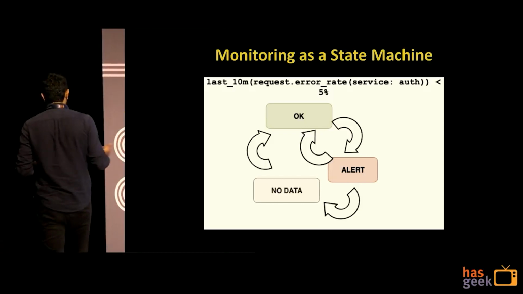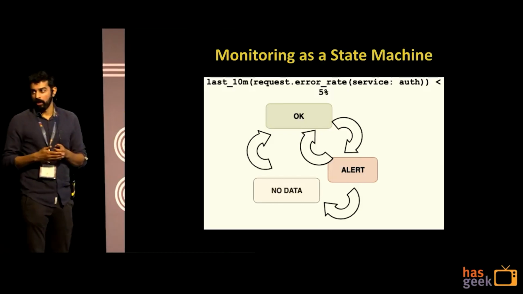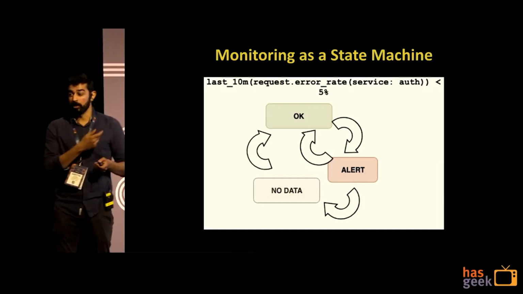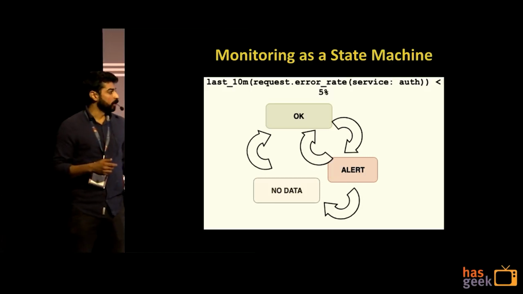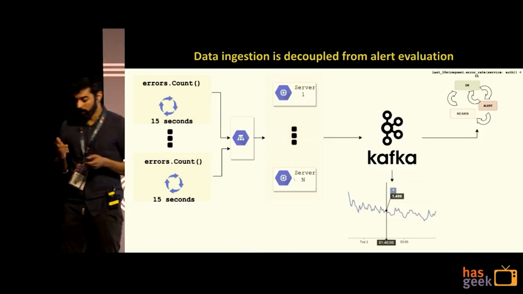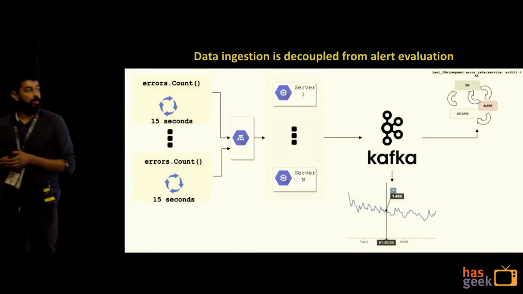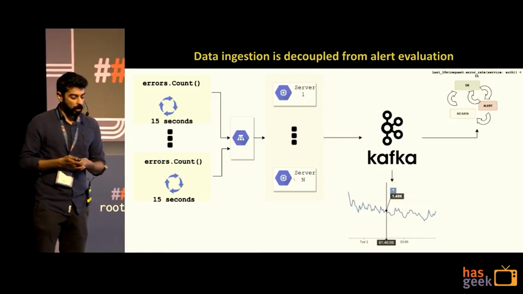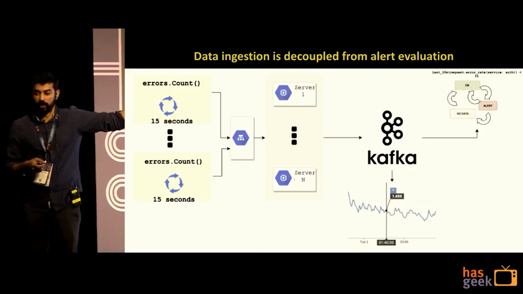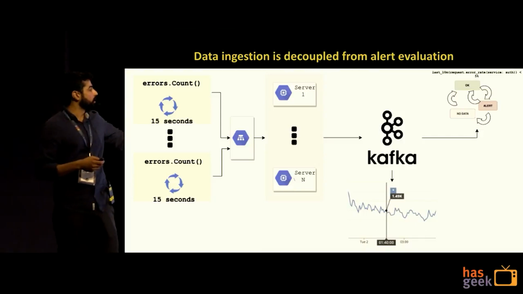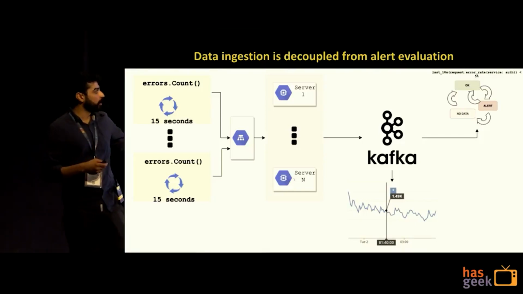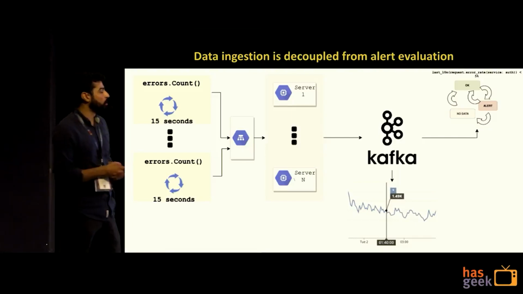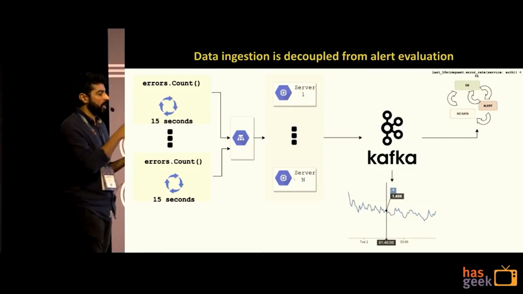So how do we operationalize these state machine transitions across a large number of alerts and a large number of target metrics that these alerts are actually examining? The architecture that we came up with at Datadog was to essentially decouple data ingestion from the evaluation of alerts. On the left side of your screen, we see the metrics being collected. We see errors being counted and submitted to our data ingest pipeline that we discussed in the previous case study. And we decouple the ingestion from the actual evaluation of the alert.